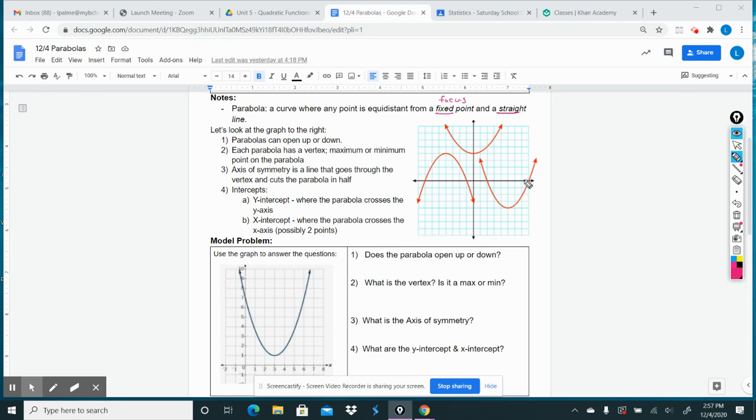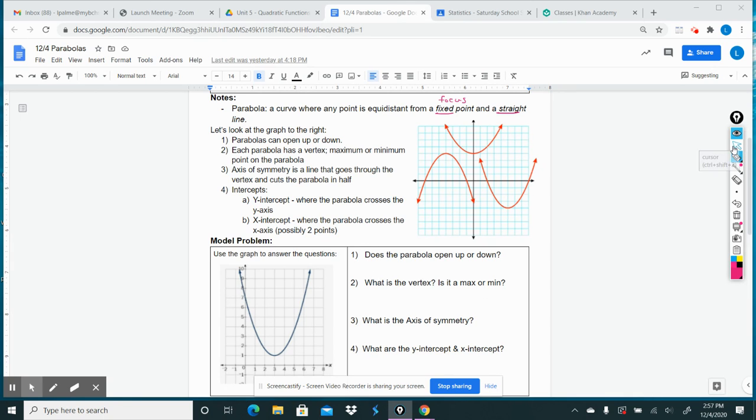We have a bunch of parabolas here. We have a parabola that opens down. We have a parabola that opens up here and up here. Two that touch the x-axis, one that does not, two that touch the y-axis, and one that looks like it will eventually but doesn't physically show where it lands. So we'll go over those.